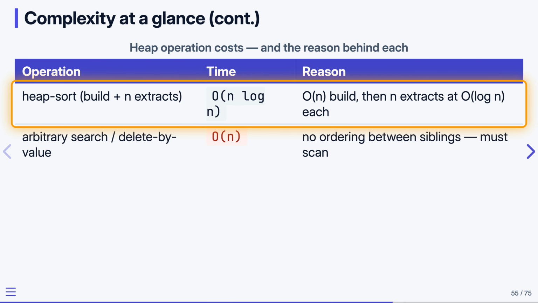2 more entries. Heap sort, which is 1 build plus n extracts, is big O of n log n, and the build is big O of n, and then n extracts at big O of log n each.